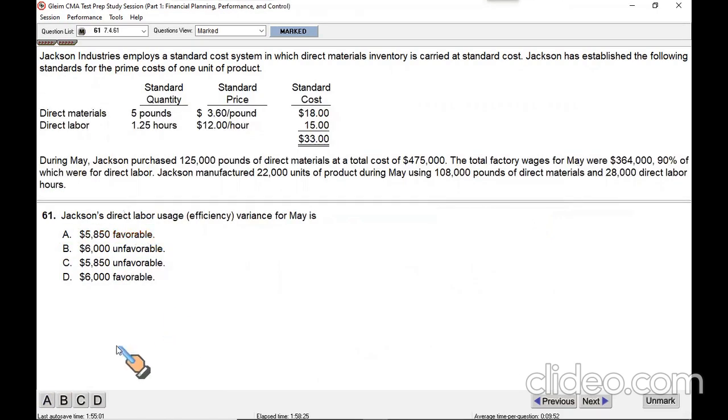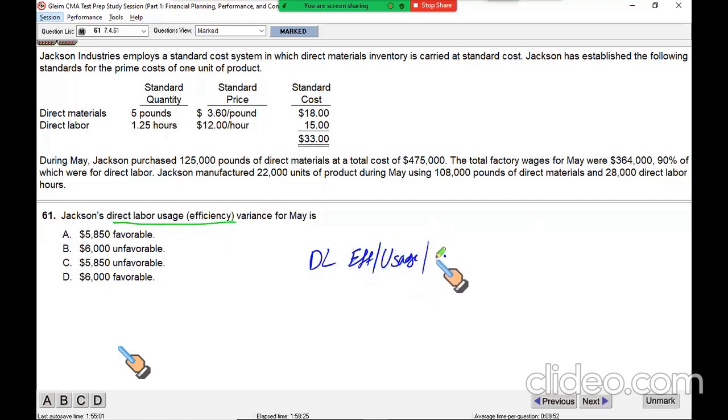Same question, but here we are required to calculate the direct labor efficiency variance. Remember, direct labor efficiency variance, or direct labor usage variance, or direct labor quantity variance, all are the same. And how do we calculate that? Standard quantity of hours that we should have used as per our standards, minus actual quantity of hours that we actually used, multiplied by the standard price per hour we pay to our workers, right?